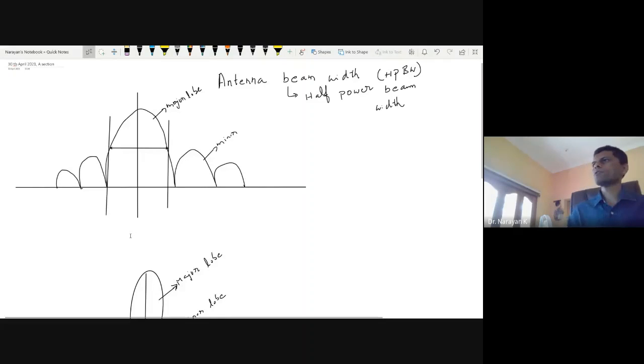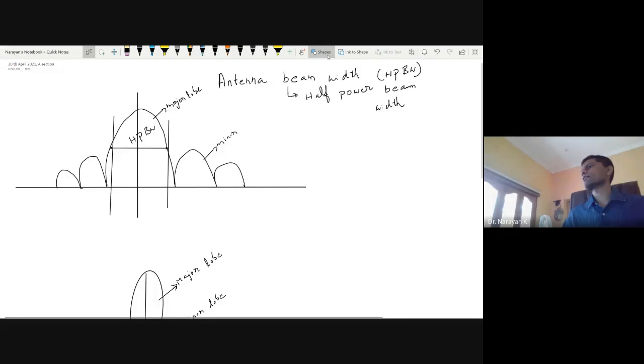Okay, so this particular intersection point, wherever we get, is known as your half power beam width. This beam width, when the power drops to 50% of the maximum value, is known as the half power beam width of the antenna.